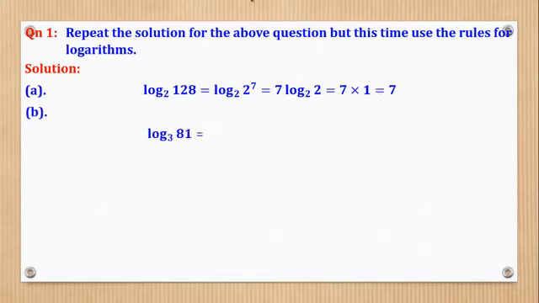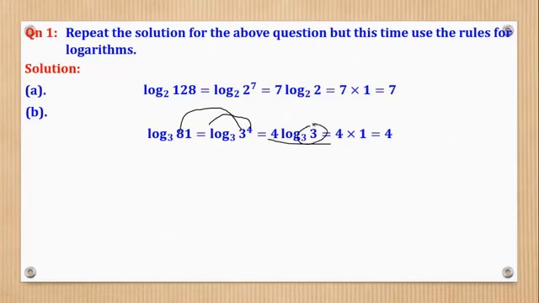Let's go to part B. Part B, you're going to do the same. Prime factorize this to get that. Then bring this power down to give you this. Then look at this. They are the same. So the whole of this becomes 1 to give you 4. I think if you compare them with what we got earlier on, the answers are the same.